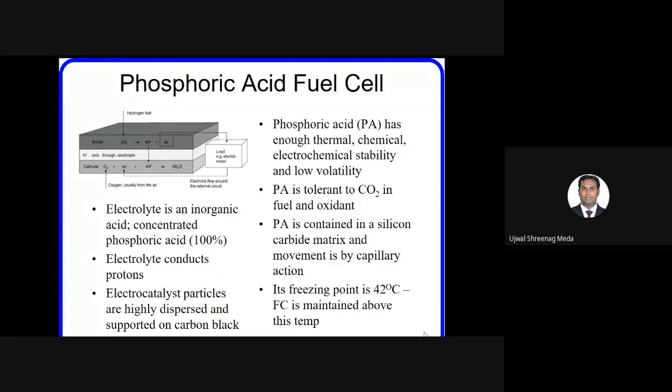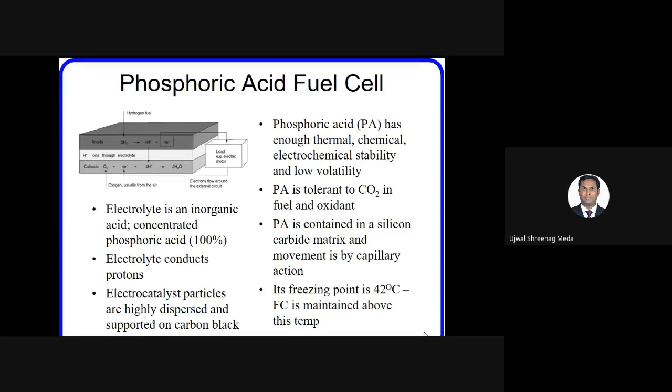Okay, with those general advantages of medium and high temperature fuel cells, let's come back to the phosphoric acid fuel cell. So let's look into the reactions and other salient features of this fuel cell, in particular the phosphoric acid. Looking at the reactions, it is more or less the same as a conventional hydrogen oxygen fuel cell.